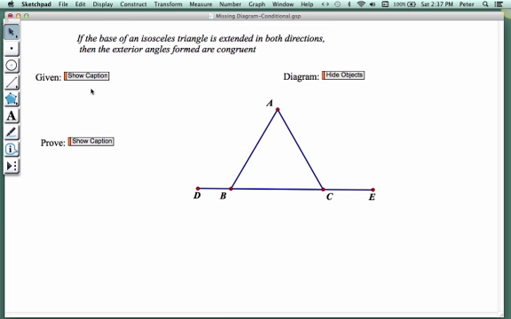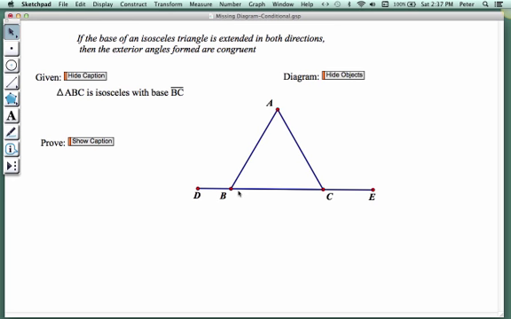Now I'm going to write my givens. They're going to be taken from the if portion of this statement, and they're going to be written in terms of the lettering and the notation of the diagram I drew. So I know from the if that ABC is isosceles and the base is BC.